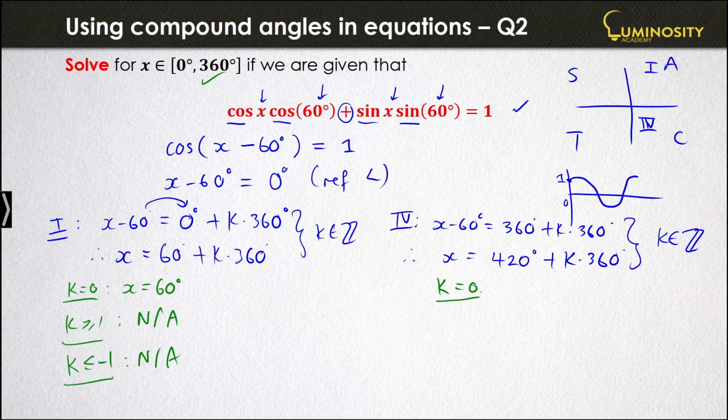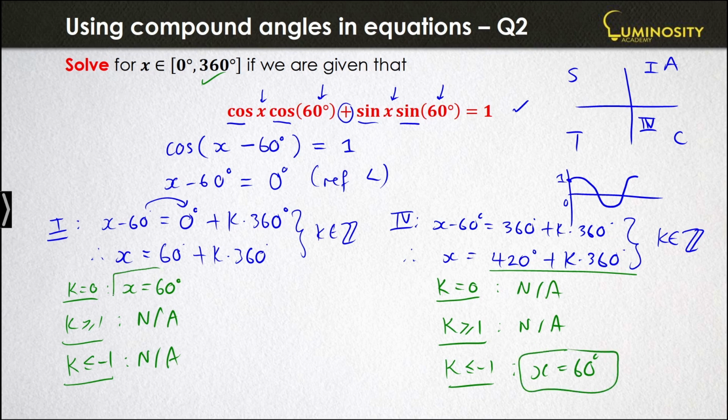If I look at quadrant 4, at k equals 0, that's 420 degrees. That's not applicable because it doesn't fall within that restricted domain. If I look at k greater than or equal to 1, that's definitely going to be a value much bigger than 360 degrees, so again, no applicable solutions. And for k less than or equal to negative 1, 420 degrees minus 360 degrees just gives you 60 degrees. We've already got that as a solution in the first case, but it's fine. Therefore the only applicable solution in that given domain is x equals 60 degrees.